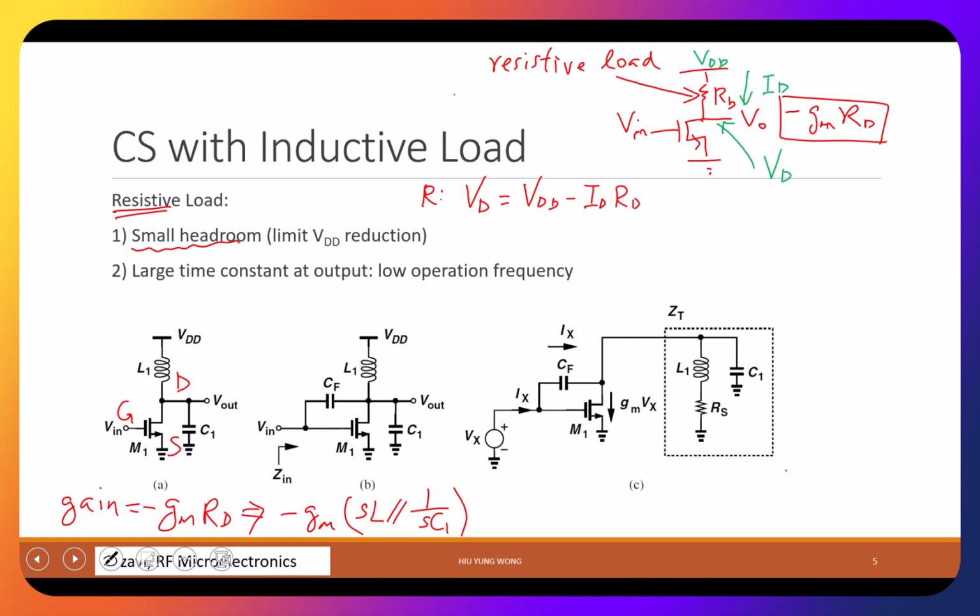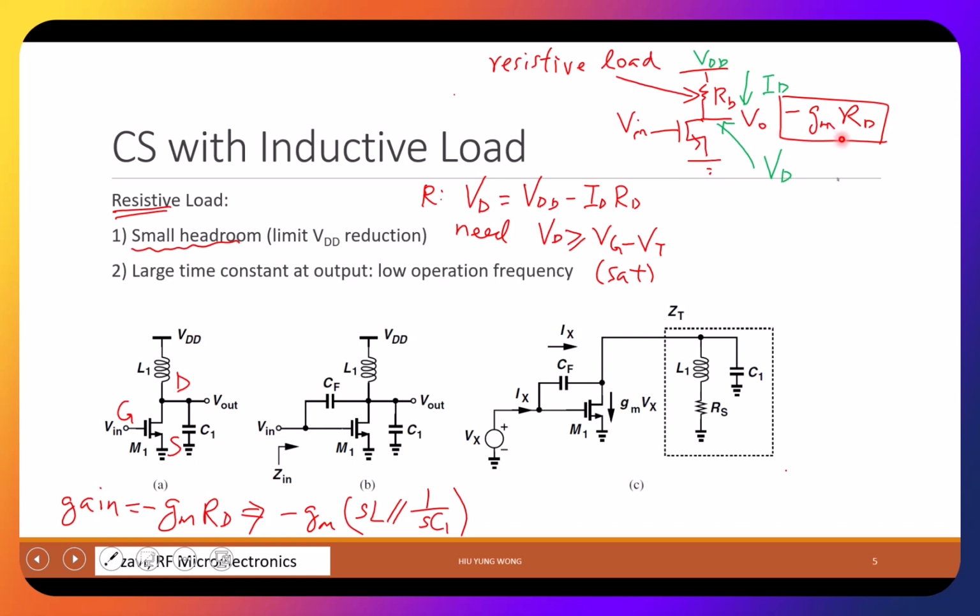So this is the headroom. Why do we need this headroom? Because we always need to make sure that VD is larger than or equal to VG minus VTH. We operate the transistor in saturation, so we cannot make the VD too small. If the VD is too small, then what will happen? You go to the triode region, it goes to the linear region. You don't have gain, right?